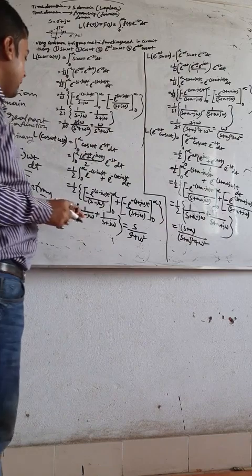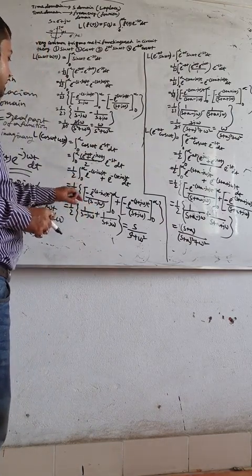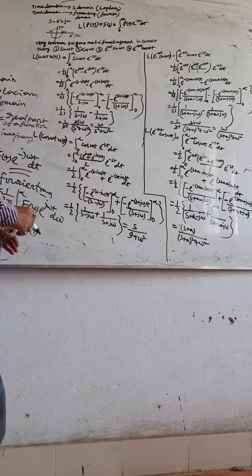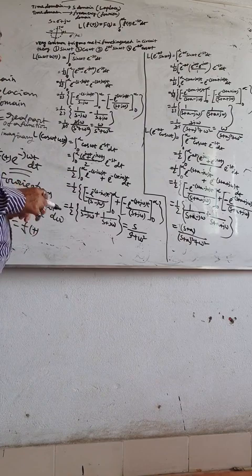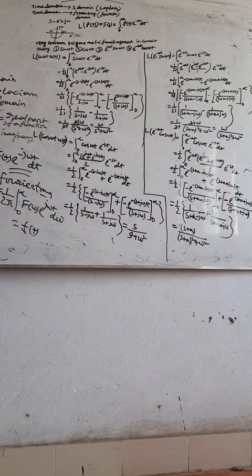The final result is divided by 2. In all the cases, half is multiplied, because cos of omega t means e to the power j omega t plus e to the power minus j omega t divided by 2. So the final result is s by s square plus omega square.